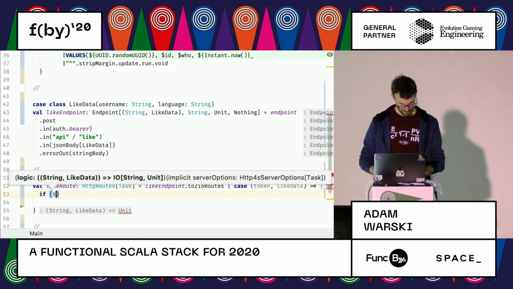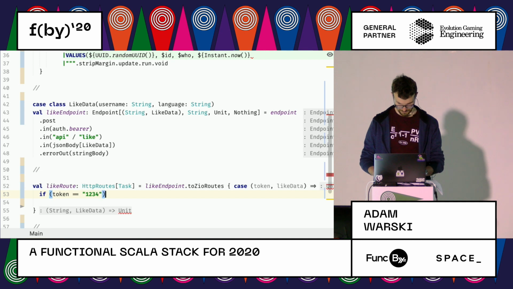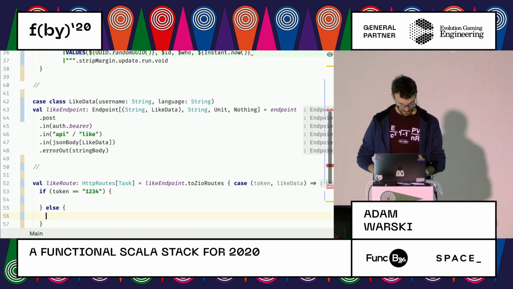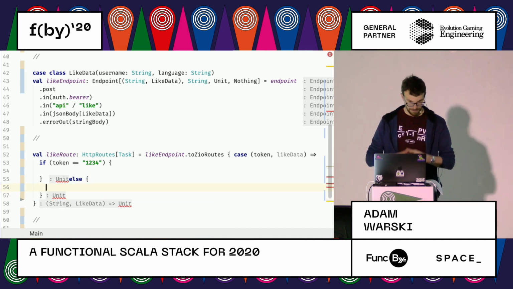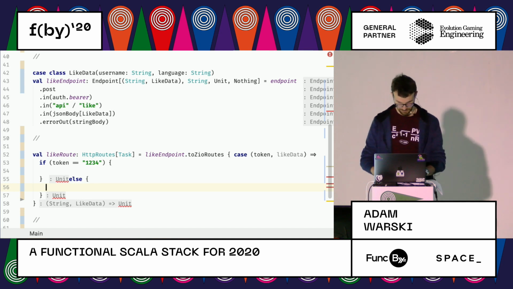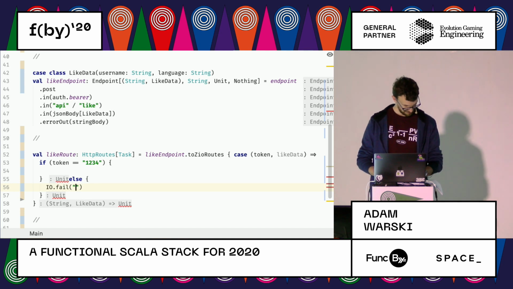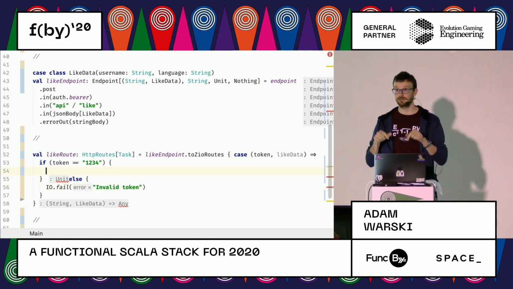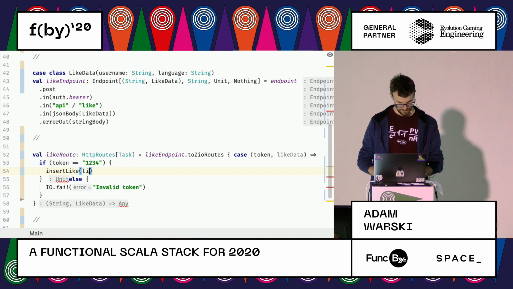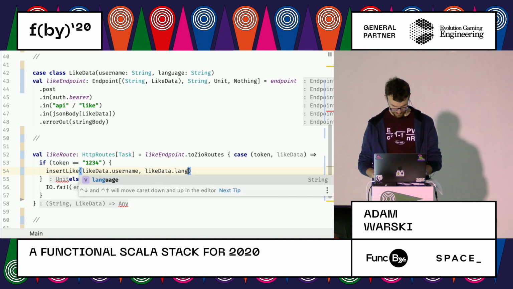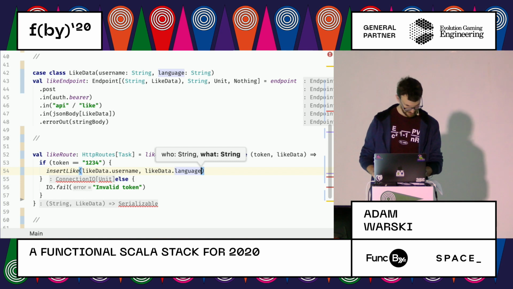Okay, so if token is equal to 1, 2, 3, 4, that's very basic security, then we will actually store it in the database. The easy case: if it's not 1, 2, 3, 4, then we fail, and we say invalid token. Now, if it is 1, 2, 3, 4, then we actually want to insert the data, right? So we call insert like data username, like data language, right? Correct order. Who and what? Yes.